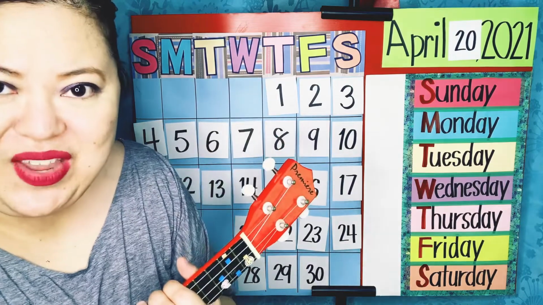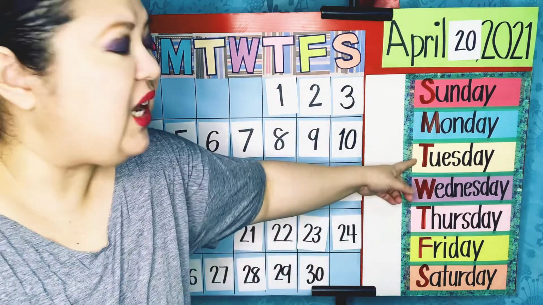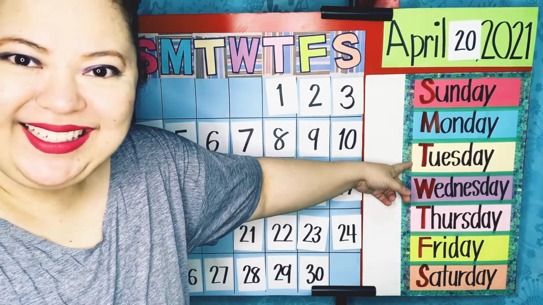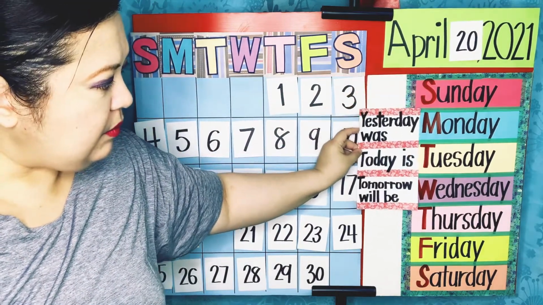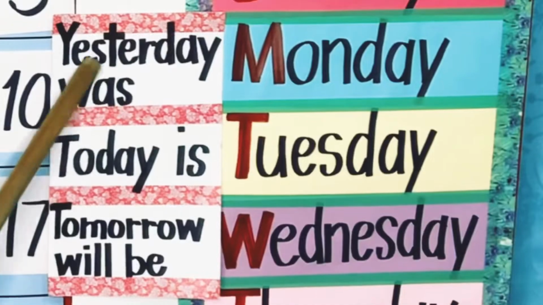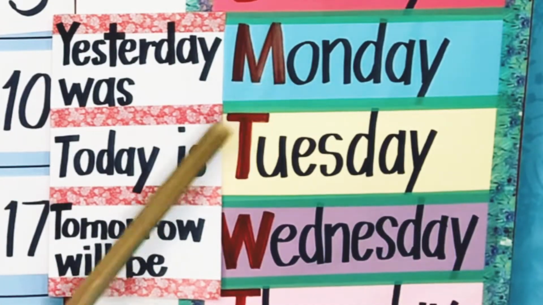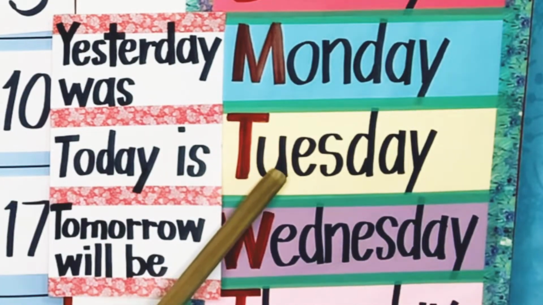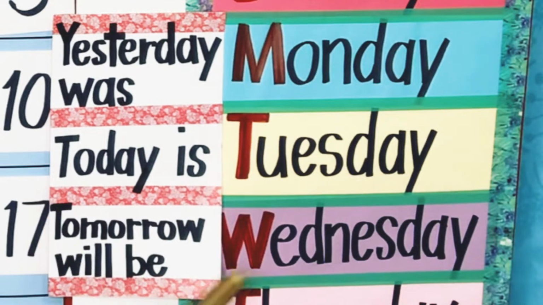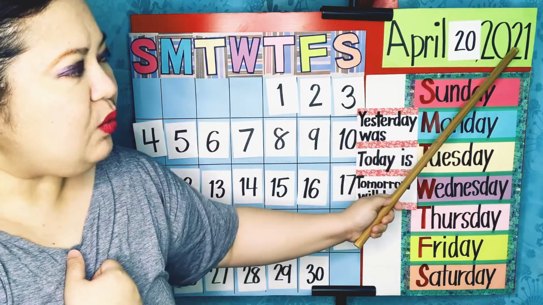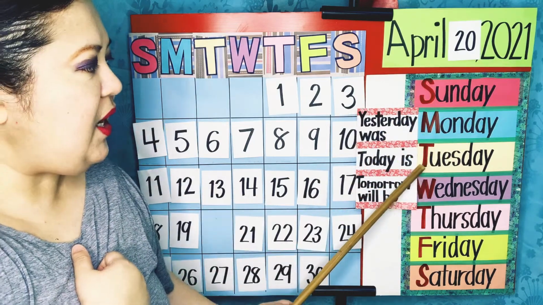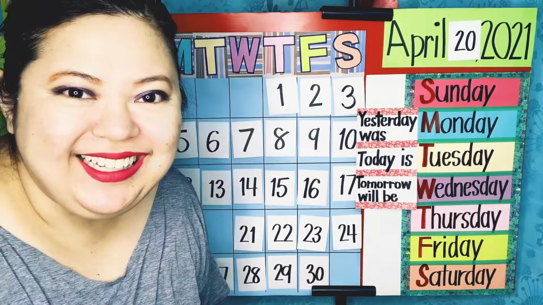The day of the week that we are looking for is Tuesday. It's now time to shift this card's position. Yesterday was Monday, today is Tuesday, and tomorrow will be Wednesday. Today is April 20, 2021, and it is a Tuesday.